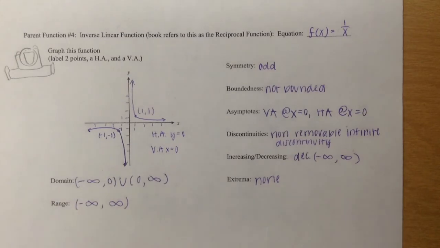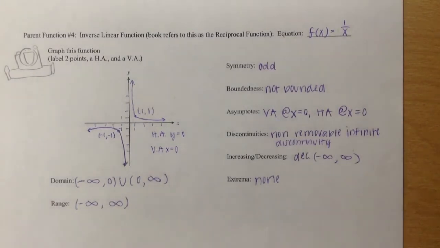Okay, number 4 is the inverse linear function, or the reciprocal function, or the rational function. And the equation is f of x equals 1 over x. Two points on the graph are (1, 1) and (-1, -1).